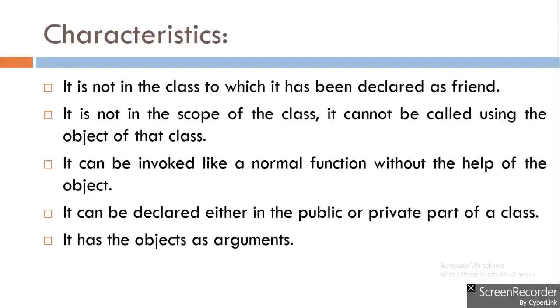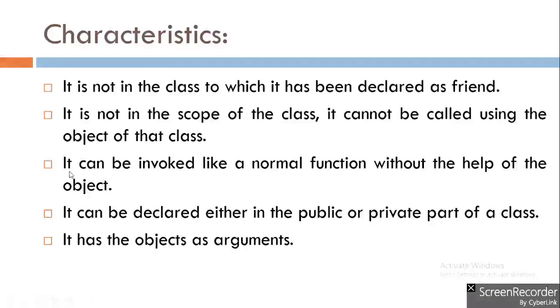So let's discuss some of the characteristics of a friend function. First, it is not in the class to which it has been declared as a friend. That means a friend function cannot be considered a member of a class. But as it is not in the scope of a class, it cannot be called using the object of that class. That means as it is not a member of the class, there is no need to create an object to call a friend function.